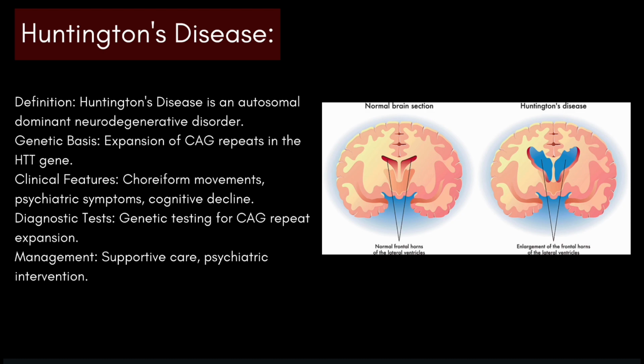The primary genetic basis for Huntington's disease involves the expansion of CAG repeats in the HTT gene. Clinical features of Huntington's disease include choreiform movements, psychiatric symptoms, and cognitive decline. The primary diagnostic tests for Huntington's disease are genetic testing for the CAG repeat expansion. Huntington's disease is managed through supportive care and psychiatric intervention.